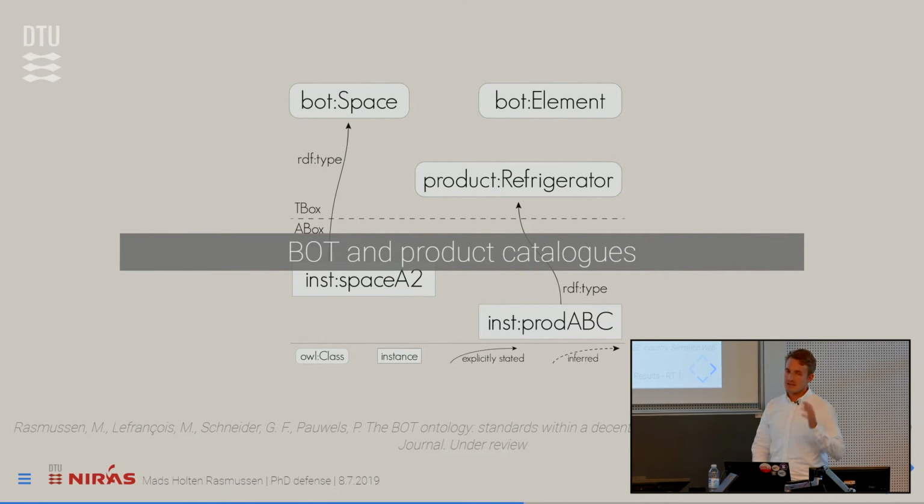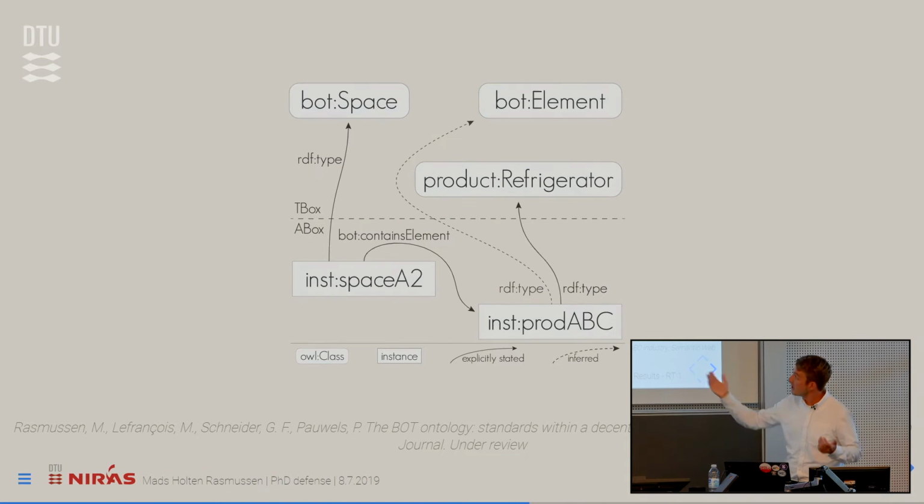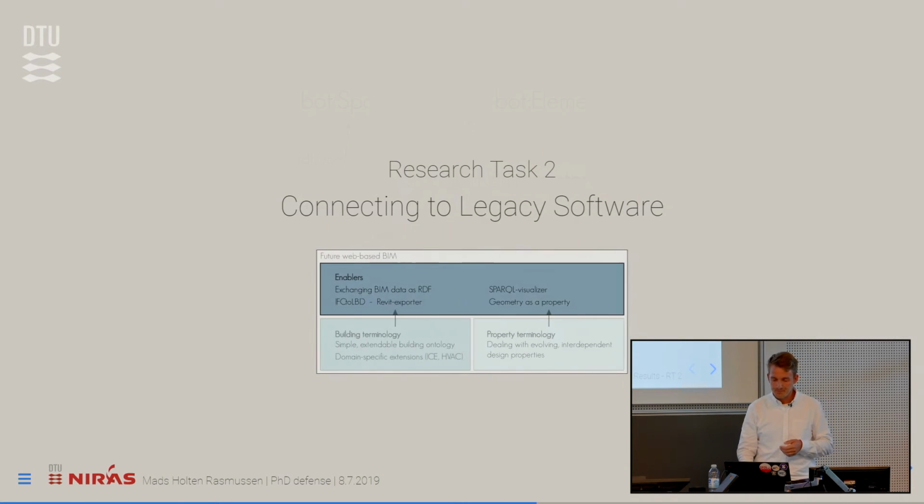And there have been lots of discussions about this. What about product catalogs? Should we just subclass every product on the planet as a subclass of bot product? And we don't think that approach is valid. So say you have something in your building, which is a product refrigerator. Then the very moment that this product exists in the context of the building, it becomes a bot element. And those are some of the mechanisms that exist inside of the ontology.